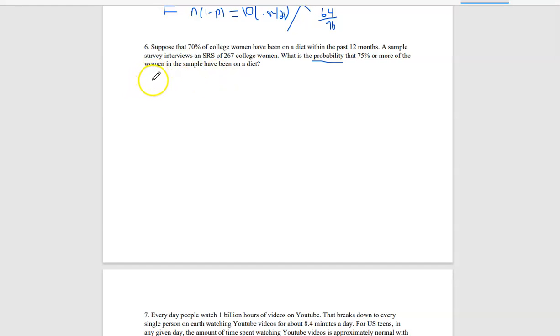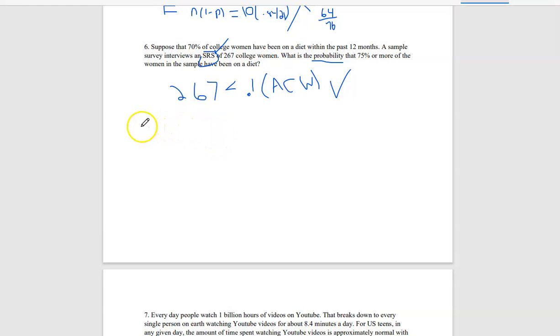Number 1, do I have a random sample? Yes, I do. So I'm good there. I can generalize back to the population. Number 2, is the 10% condition met? Is 267 less than 10% of all college women? I'll just abbreviate that as all college women. Yes, I would say that it's safe to say that there's more than 2,670 college women in the world, right? Okay, so we met that. We can use the standard deviation formula.